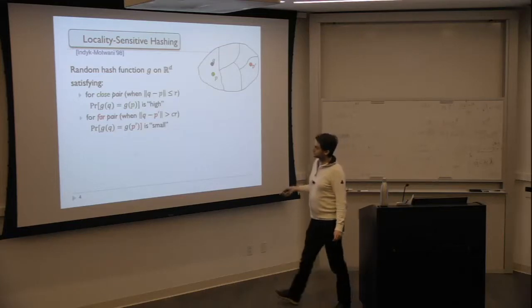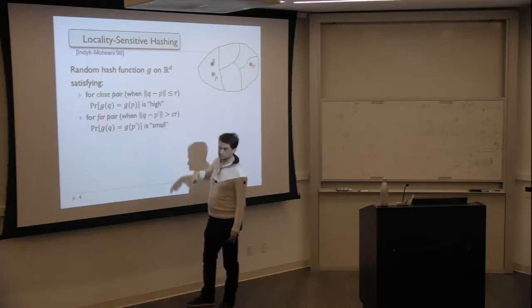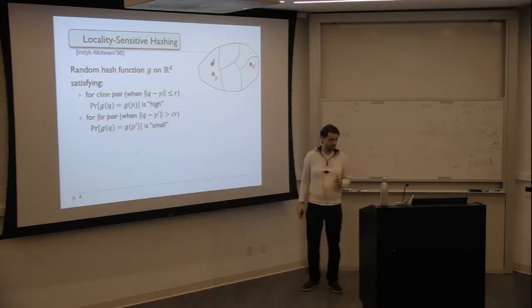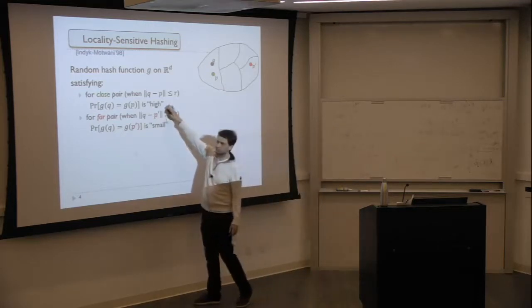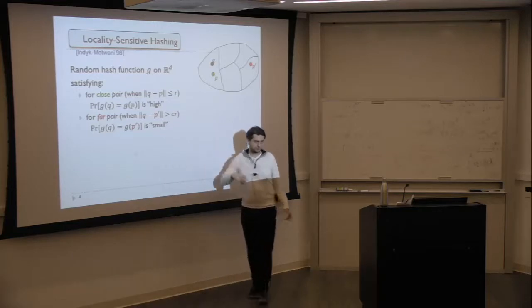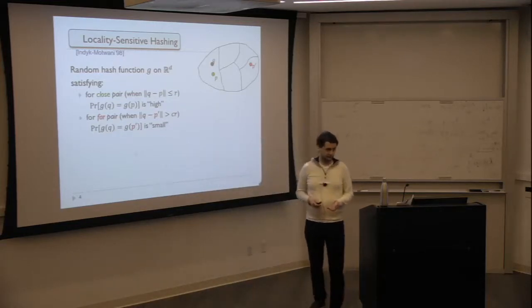Okay, so suppose we can build such a hash function. Of course it depends exactly what is high and small, but suppose, magically, we can build such a hash function so that this high is really high, close to one, and this small is really small, pretty much zero.